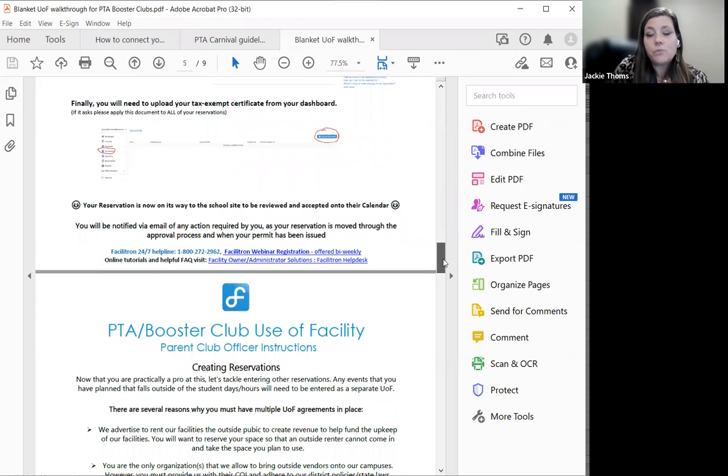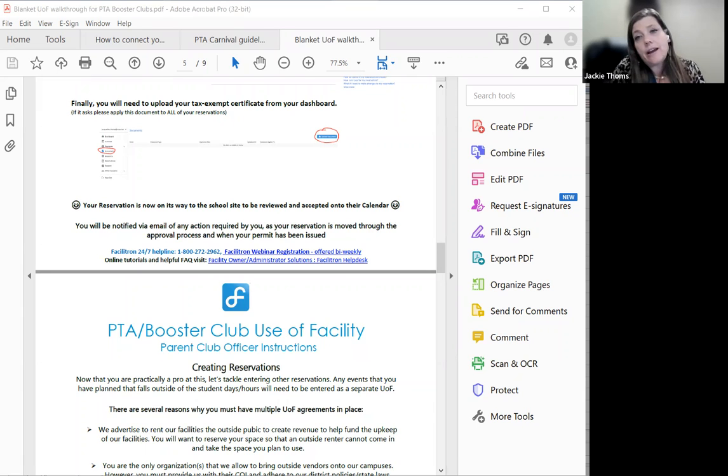Creating your reservations. Once you have your blanket use facility entered and approved, you can go ahead and start creating your reservations for your other events, such as any fairs or festivals that you have. You can enter in your general meetings or any dances that you have scheduled throughout the year.